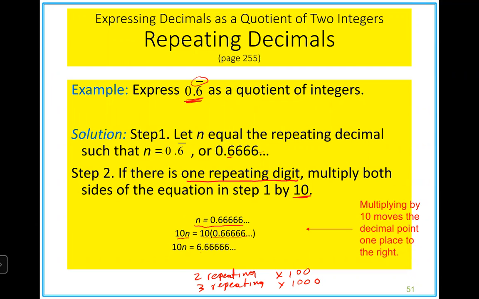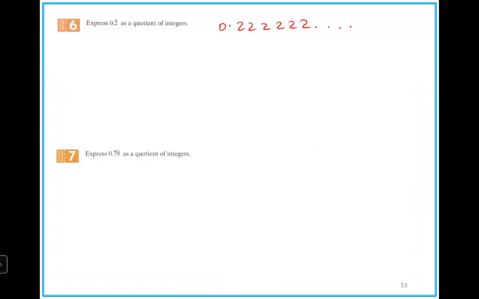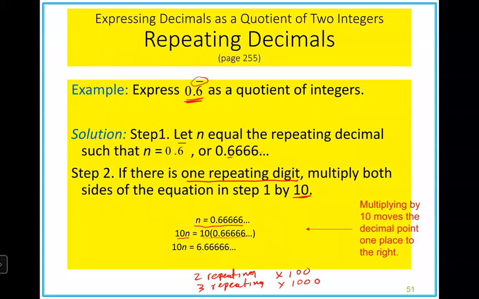Miss La Rochelle, are you back with us? I'm back. Okay. Can you tell me the first step for this? We're starting with 0.2 repeating. What's the first step? Miss La Rochelle, can you go back to the previous screen?